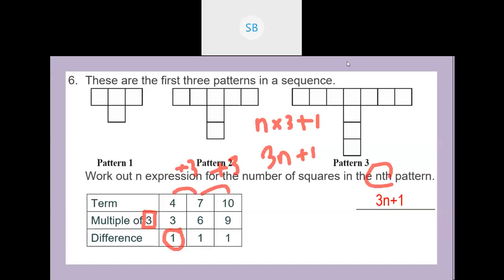Yeah. Wait, teacher, my question is, how do you get the 3? I still don't really understand. Okay, so for the 3, listen. The first thing to find the position to term rule, or the n term, is that you have to find the term to term rule first. You have to find the term to term rule first.